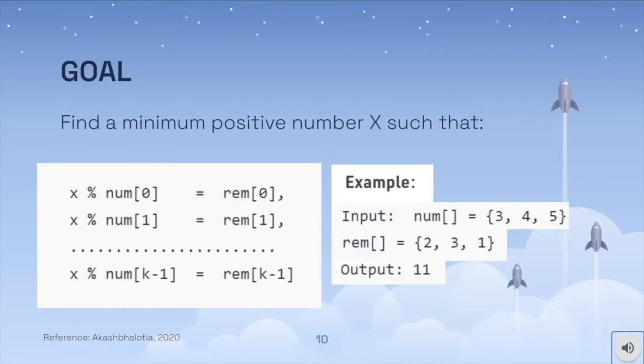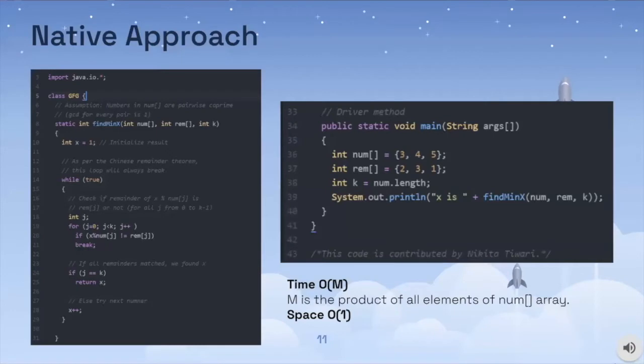For example, 11 is the smallest number such that when we divide it by 3, we get remainder 2; we divide it by 4, we get 3; and we divide it by 5, we get remainder 1. We will introduce two Java implementations in this presentation. The first is a very simple and straightforward one, called the naive approach. The basic idea is to start with 1 and increment it one by one, checking whether dividing it by the given elements in the number array produces the corresponding remainders in the remainder array. Once we find such an x, we return it.